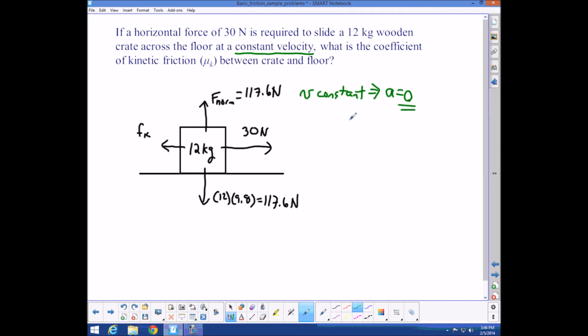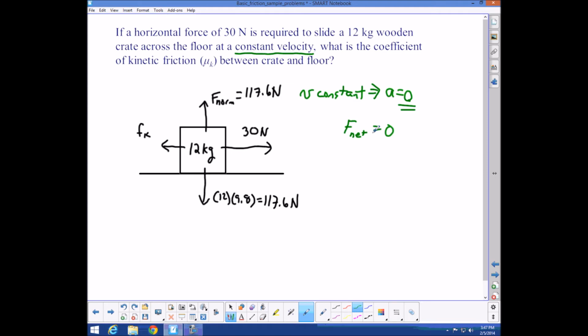If the acceleration is 0, that means that the net force must be 0. Now again, some people might say, well, how is it moving if the force is 0? Well, Newton's first law says an object in motion will continue in motion at a constant velocity unless there are unbalanced forces. So here, the forces are balanced, so it will continue moving with a constant velocity.